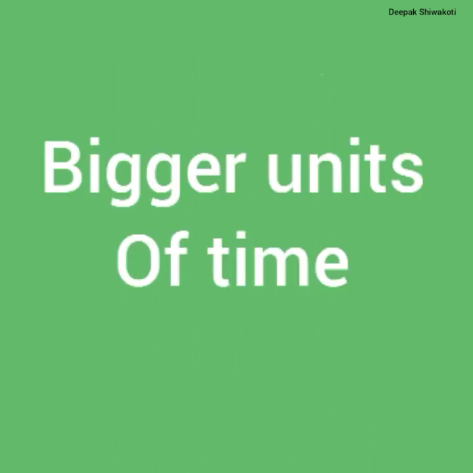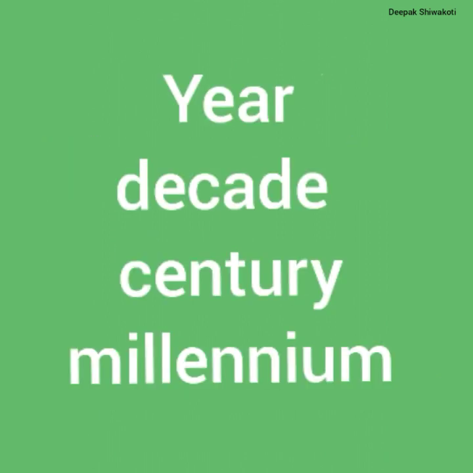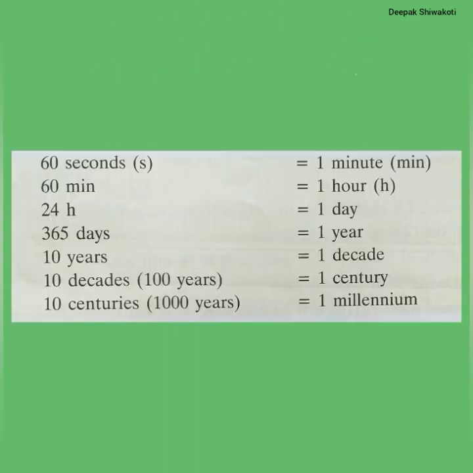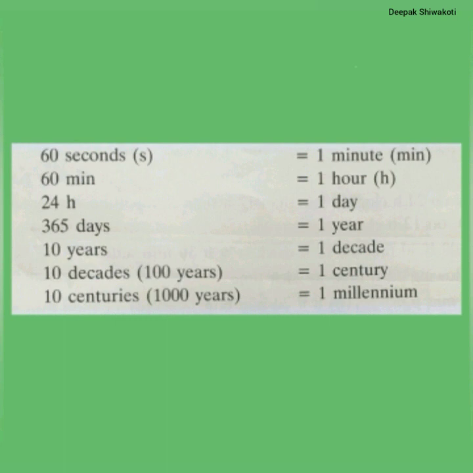Bigger units of time are year, decade, century, and millennium. Relation of these with SI units are given here, like 365 days is equal to 1 year, 10 years equal to 1 decade, 10 decades is equal to 1 century, and 10 centuries is equal to 1 millennium. These all are important to remember.